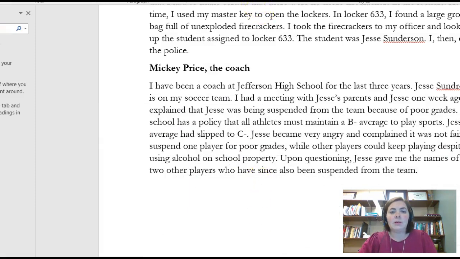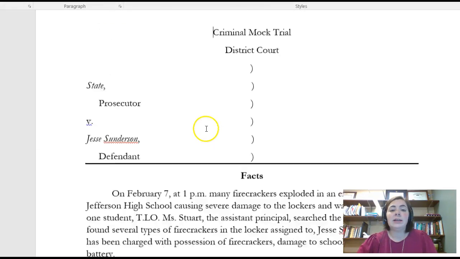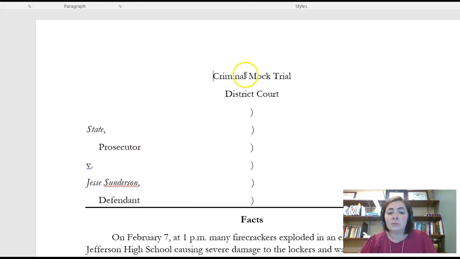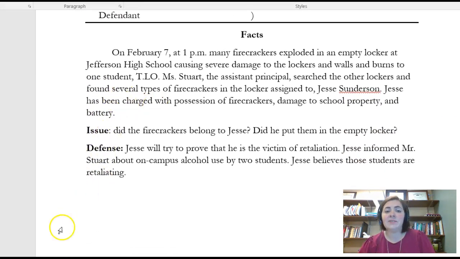Now, your fact pattern is posted on Canvas, and this is what it looks like. We're having a criminal mock trial here, the state versus Jesse Sunderson. On February 7th at 1 p.m., firecrackers exploded in an empty locker room at Jefferson High School, causing severe damage to the lockers and burns to one student. The assistant principal searched some other lockers and found several types of firecrackers in the locker assigned to Jesse Sunderson. Jesse has been charged with possession of firecrackers, damage to school property, and battery.